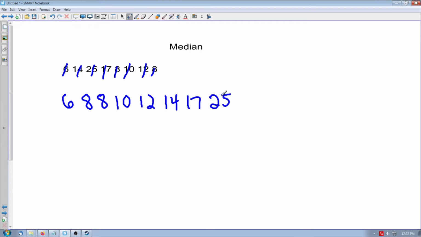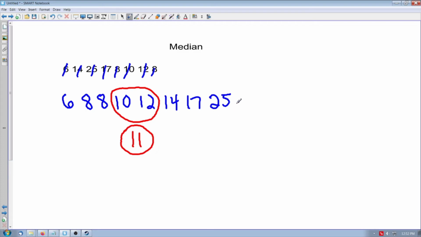So next we find the middle number of these. So we have 1, 2, 3, 4, 5, 6, 7, 8. The middle number would be between the fourth and fifth number. And since this is even, remember I told you the shortcut, if I have an even number, you take the average of the middle two numbers. So 10 and 12, you add those up to 22. 22 divided by 2 is 11. So that's how you find the median.